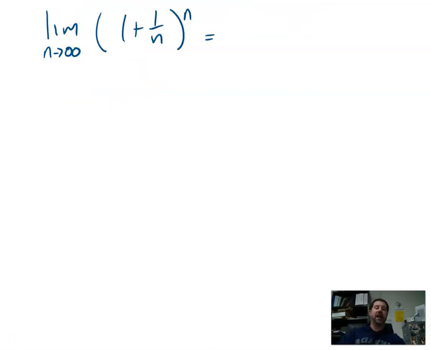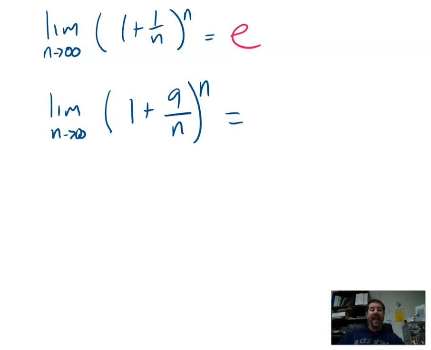And then with all this in mind, here's just another limit we need to be aware of. If you have the limit of 1 plus 1 over n to the n power, that might look kind of familiar to you. This is actually the formal definition of e, so that would be equal to e. And similarly, for this limit, if there's an a on top of the n instead of a 1, then this will go to e to the a. So we should have some familiarity with those two things.